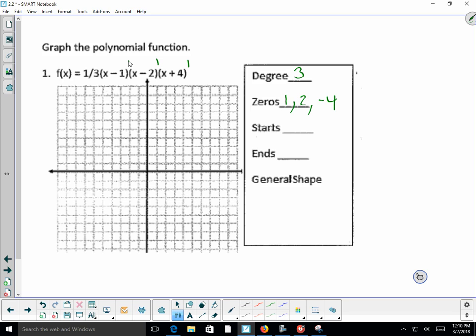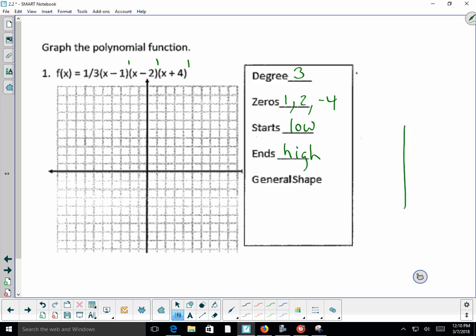All right, so now this is referring to the other side, right? Does it start high and high, start low and low? What is it doing? Spencer? It should start low and high. Do people agree with that? Start low and high. Remember, this is an odd degree, and the leading coefficient, I didn't ask you that, but the leading coefficient is positive 1/3.